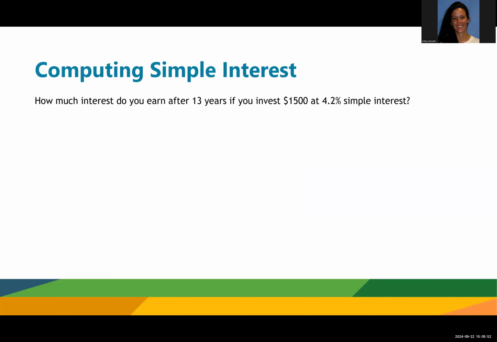So here's a basic example. How much interest do you earn after 13 years if you invest $1,500 at 4.2% simple interest? Well, the problem is telling me this is simple interest, so I need to use the formula I equals PRT. It's asking me how much interest. That's the opener of the question. So I know I'm going to be solving this equation for I, interest.